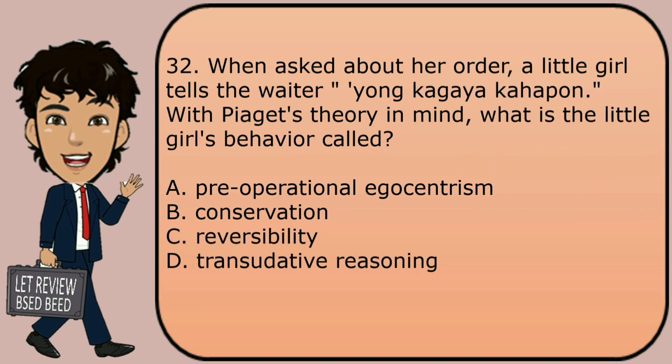(32) When asked about her order, a little girl tells the waiter "Yonka Gaya Kahapon." With Piaget's theory in mind, what is the little girl's behavior called? A. Pre-operational egocentrism. B. Conservation. C. Reversibility. D. Transductive reasoning.